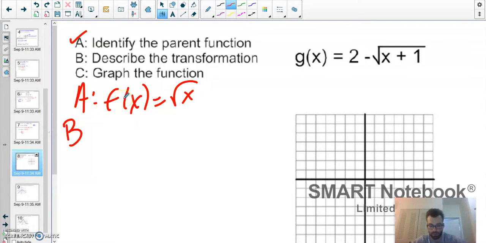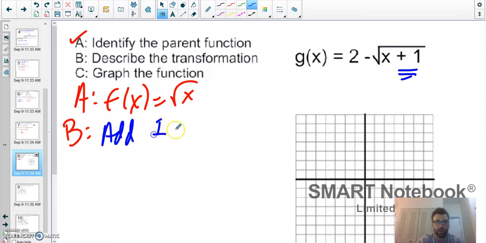Our second step here is to describe our transformation. When we describe our transformation, we want to work from the inside out. So what are we doing to our x first before we take the square root of it? First thing I'm doing, I have this plus 1. So I'm adding 1. Well, what do I do when I add 1? I shift everything opposite of what we think since it's on the inside. So I shift it left 1.